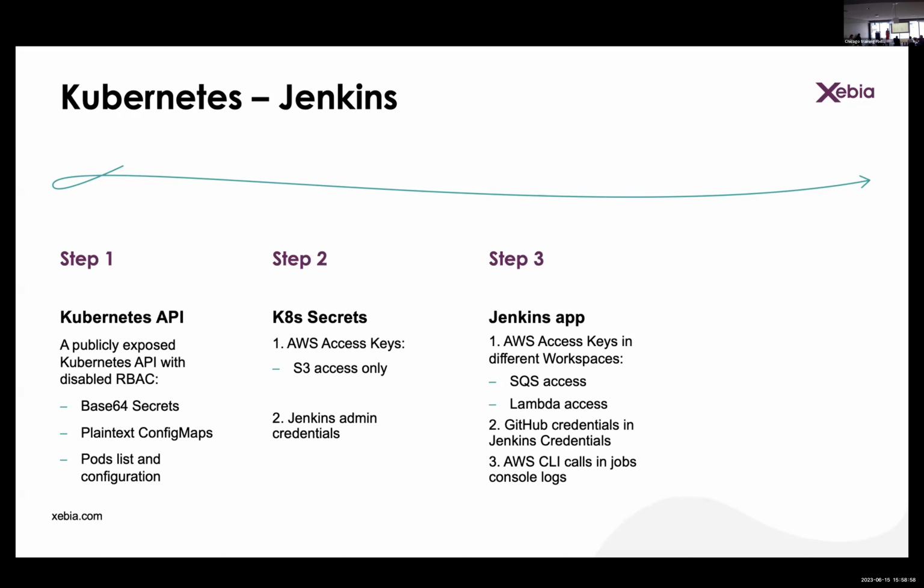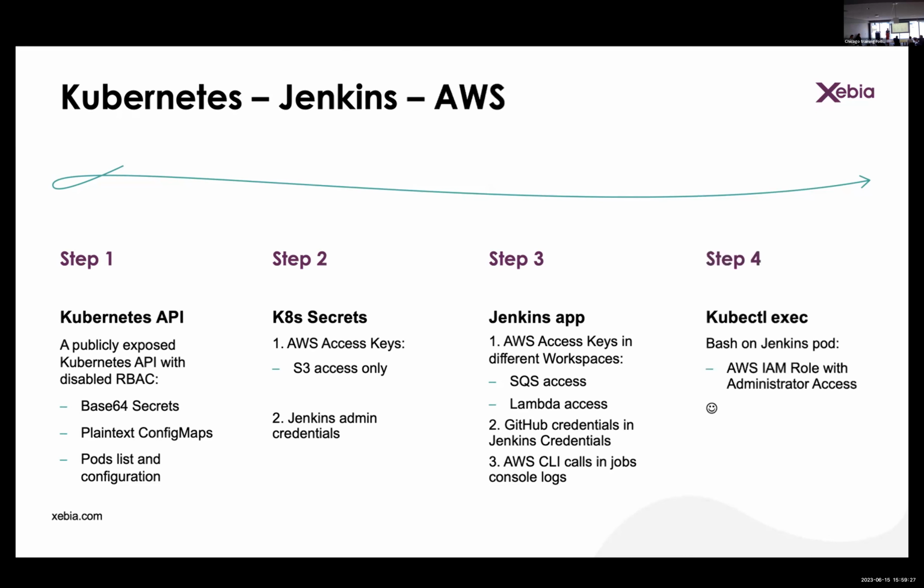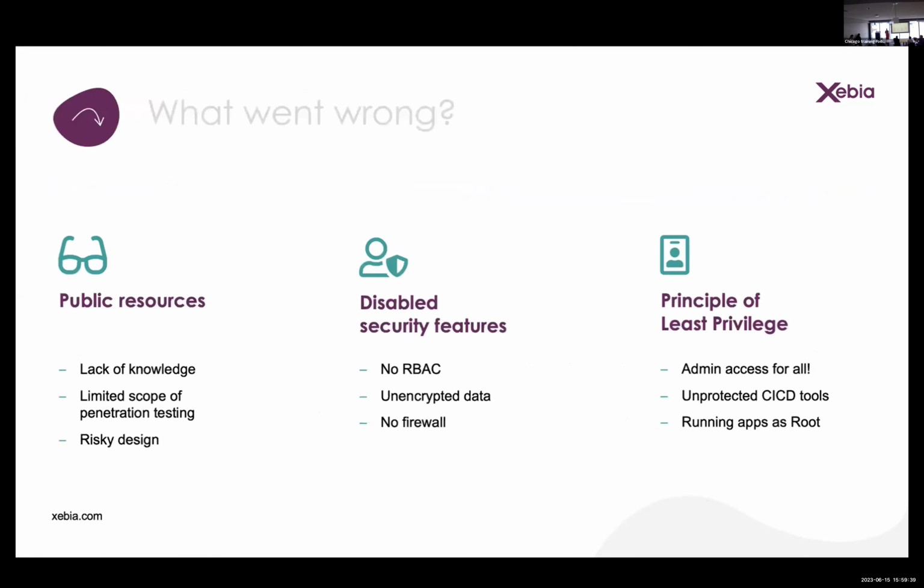There were some interesting credentials there, like access to AWS, but only Lambda and SQS. There was also access to GitHub and other projects as well. But in the build log of one of the jobs, I found calls to AWS CLI. So I decided to just exec into the pod of this Jenkins and try to run AWS CLI commands. And yay, I'm in, because it used a role and it was an admin role. So this gave me access to their AWS account.